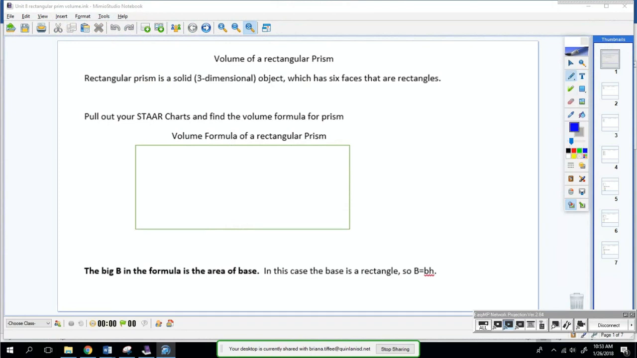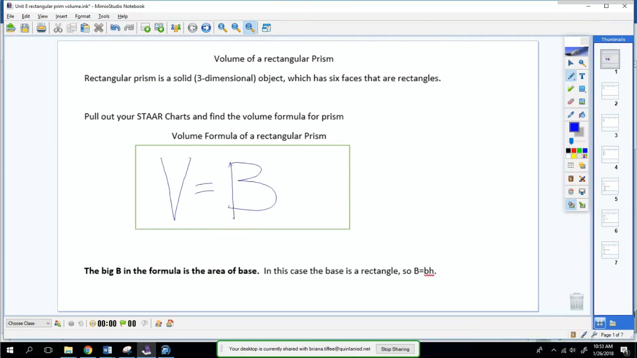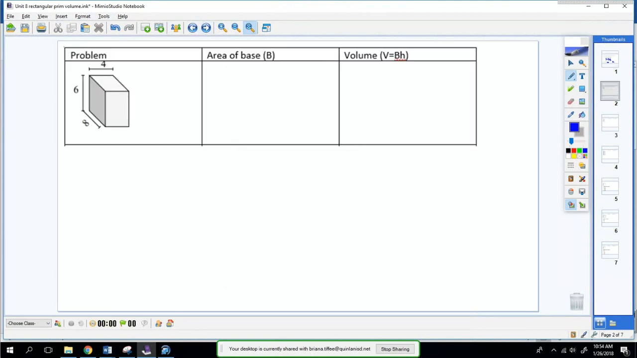But the volume formula that you're going to use is V equals big B times H, okay? There's a reason why it's called big B, and that's not a lowercase b. Because the big B in the formula is the area of the base. In this case, the base is a rectangle. So the reason why it's called a rectangular prism is because the base of the prism is a rectangle. So you're going to find the area of a rectangle, which is just big B is equal to base times height, which is just the area of a base. It's actually what you've been doing.